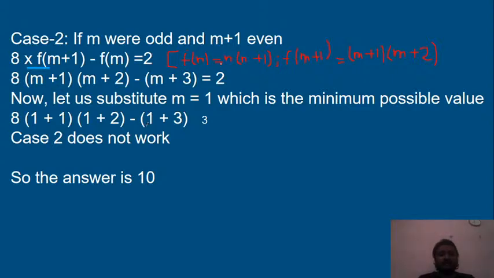Again you solve it out, and for case 2 you will see that it doesn't work. If you solve this equation, you get a negative answer. Okay, let us substitute 1. So this becomes 8 into 2 into 3 minus 3 is equal to 2, which again doesn't work out. So this equation doesn't work out, so the answer is 10.